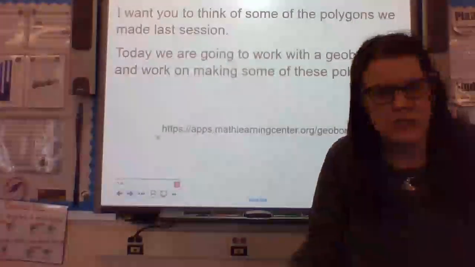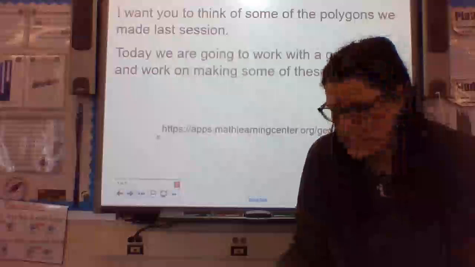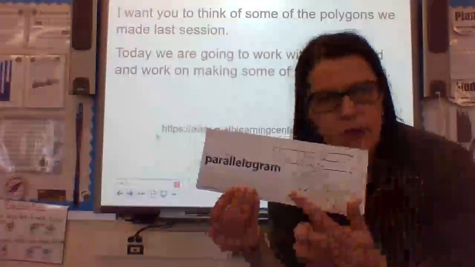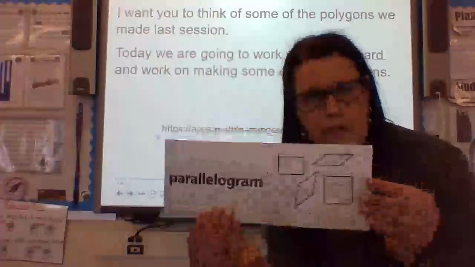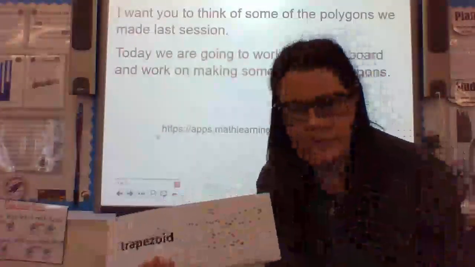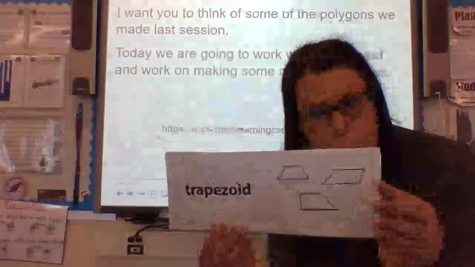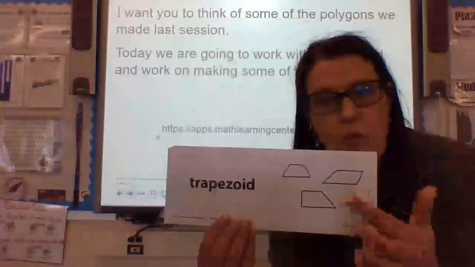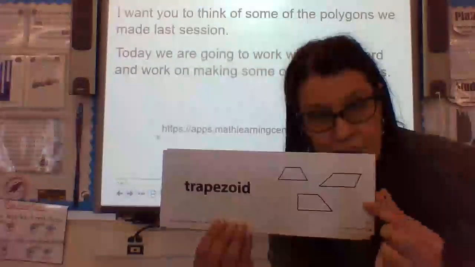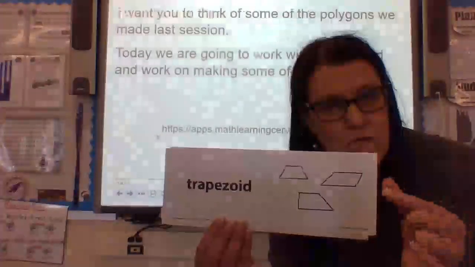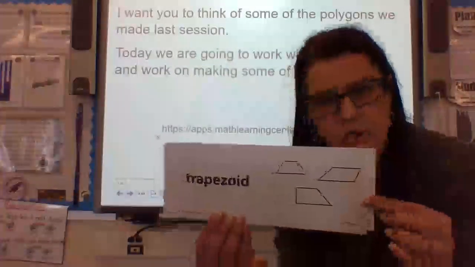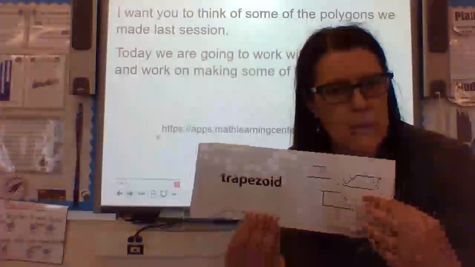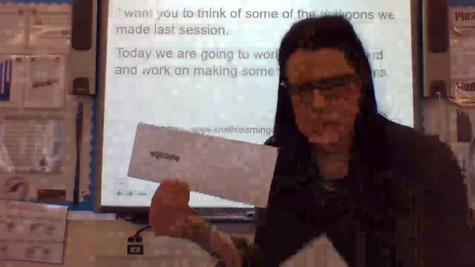He talked about polygons last session, so we want to review some of those polygons. He talked about parallelograms and what attributes make a parallelogram, and trapezoids and what attributes make up a trapezoid. You have a vocab sheet that should be very helpful, where it's got the name, the picture, and the definition.